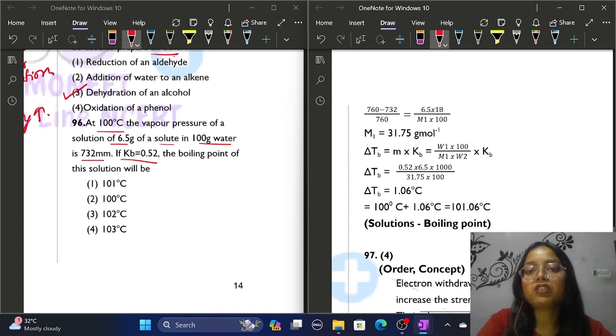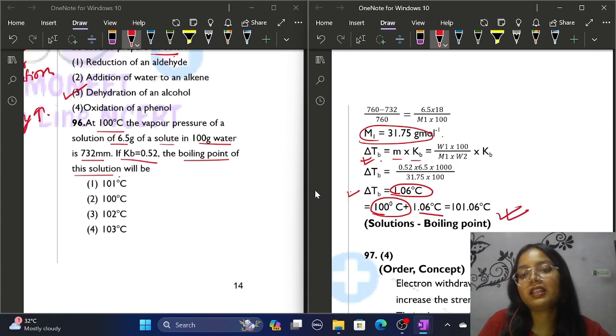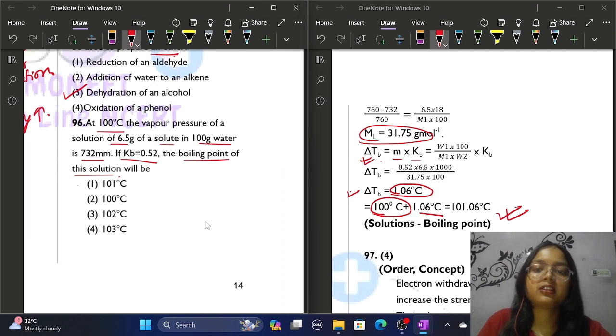So let's put this value accordingly. On putting this value, we will get M1 as 31.75 gram per mole. Then we have to find the boiling point. So boiling point will be m into Kb, using this formula. We will find that delta Tb comes out to be 1.06 degrees Celsius. We have to find the boiling point of this solution, which means that the boiling point of water will also be used. So the delta Tb and boiling point of water are added, and we will get the correct option as 101.06. Okay, 101.06, so option 1 will be correct.